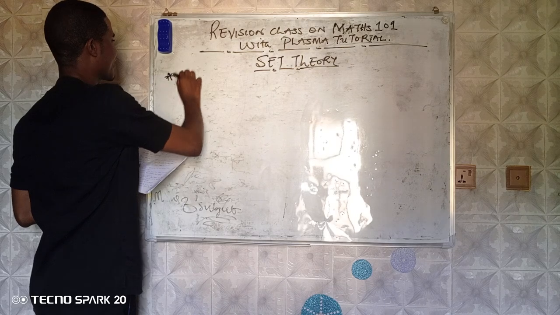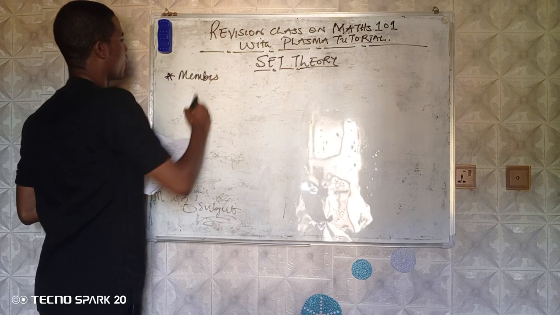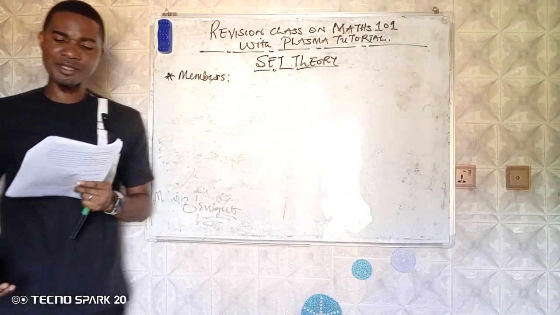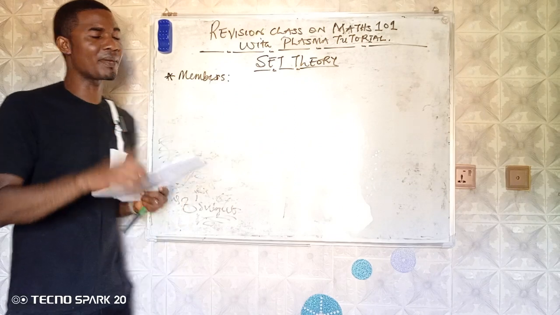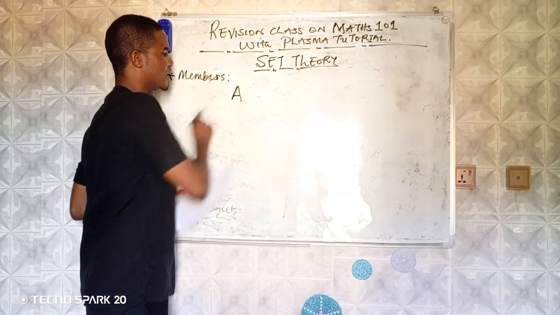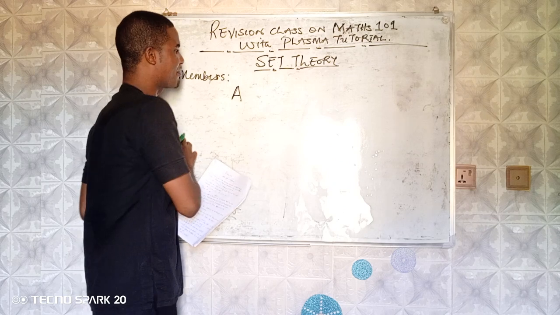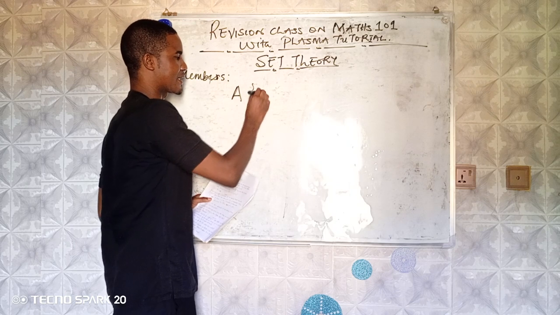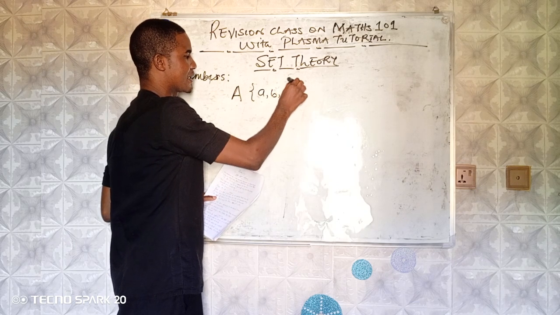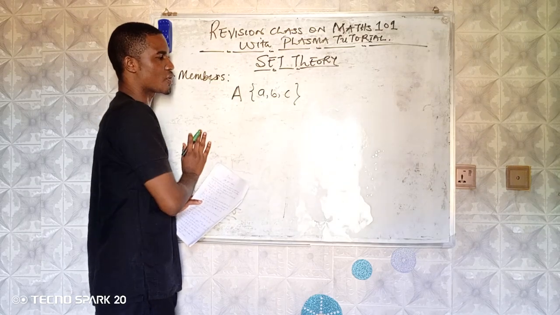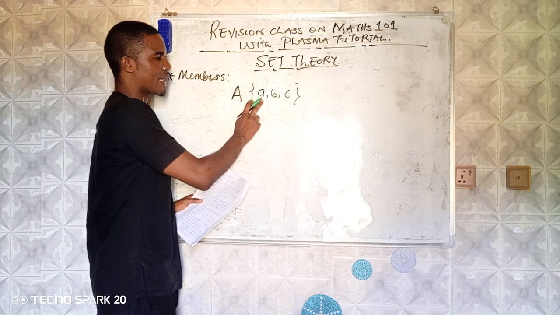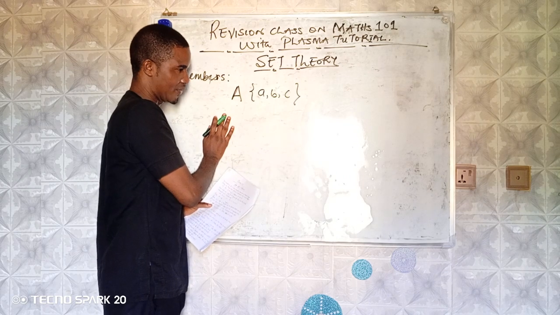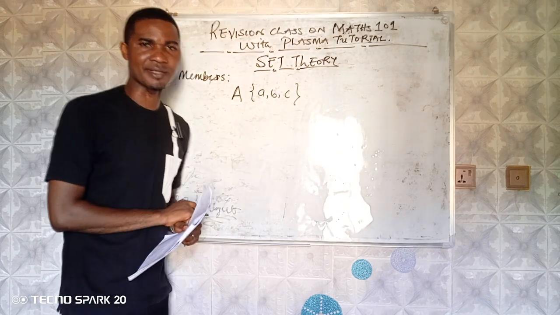One, members of a set. Members of a set are the elements or objects that belong to that set. Remember that a set is denoted with a capital letter, for example set A. The members of a set are denoted with small letters and are put inside a curly bracket. For example, {a, b, c}. These are the members of this set. They can also be called the elements of the set, or the objects of the set.